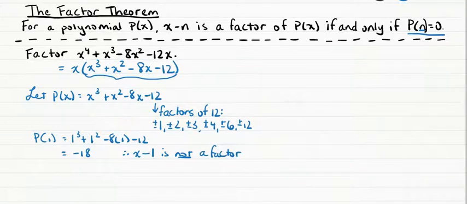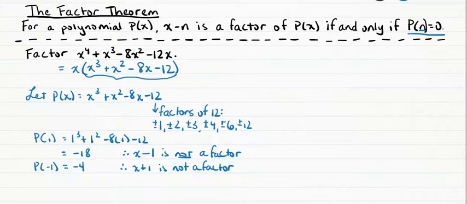Okay, then we try the next value, p of negative 1, right? That's the next value on our list of factors of 12. And if we substitute that into the function p of x, we get the value -4. So again, that tells us that x minus -1, so x plus 1, is not a factor.